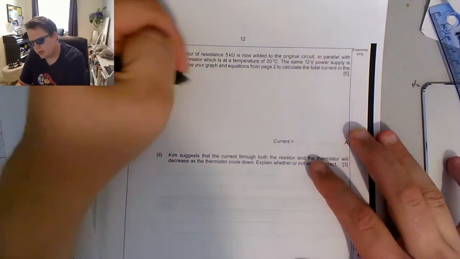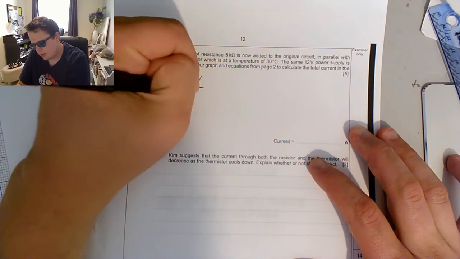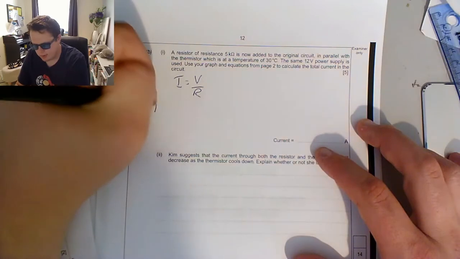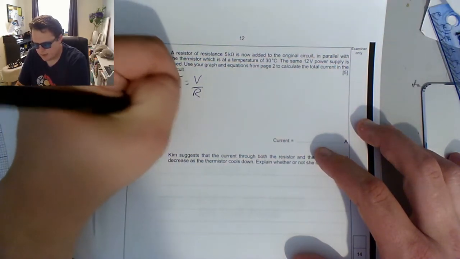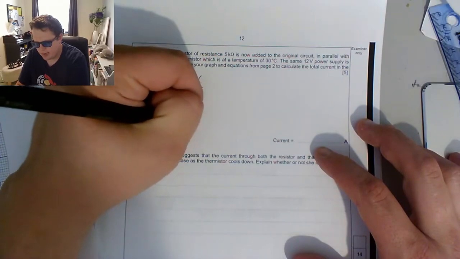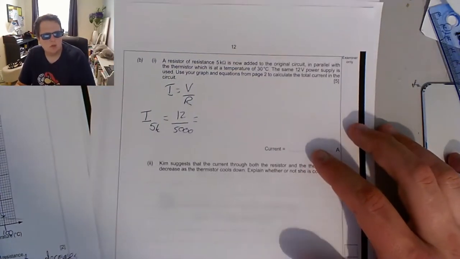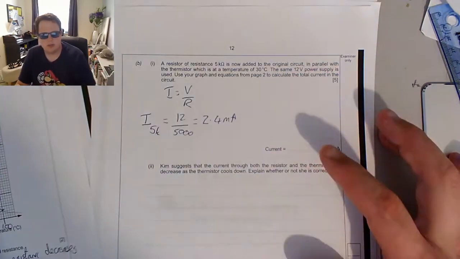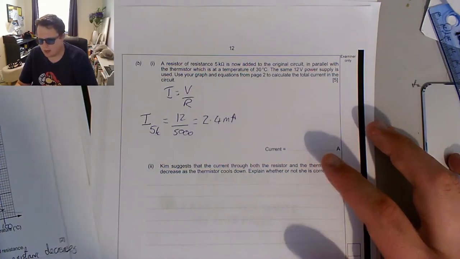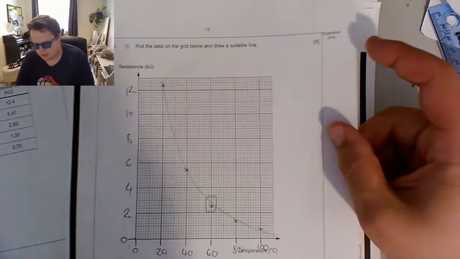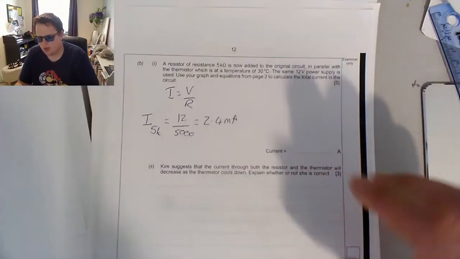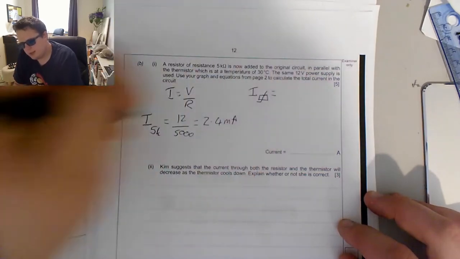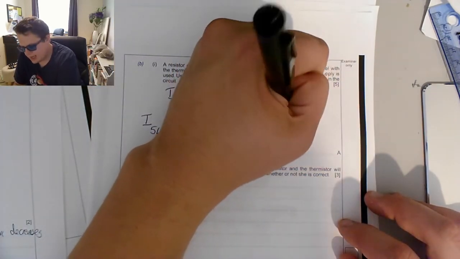So the equation that we're going to need is that current is voltage divided by resistance. So the way I'm going to do this, I'm going to go, right, well, the current through the 5K is going to be 12 divided by 5,000, which is 2.4 milliamps, or 2.4 times 10 to the minus 3. Now what I need to know is at 30 degrees Celsius what my resistance is. So the current through the thermistor is going to be 12 divided by 8,000.